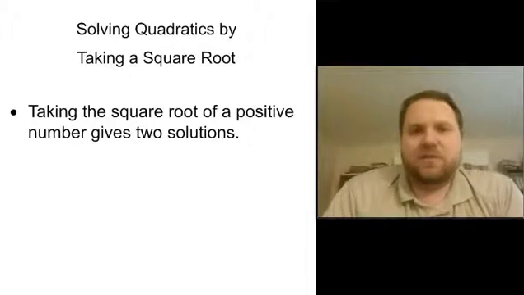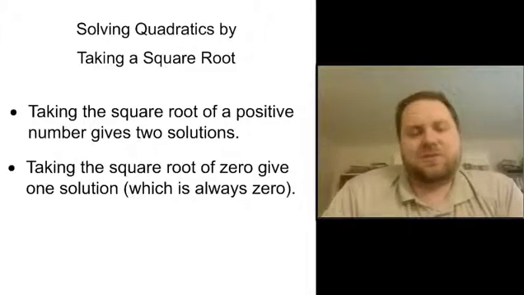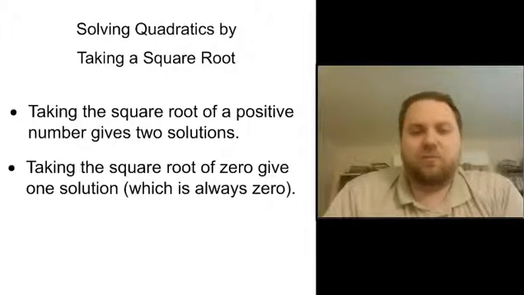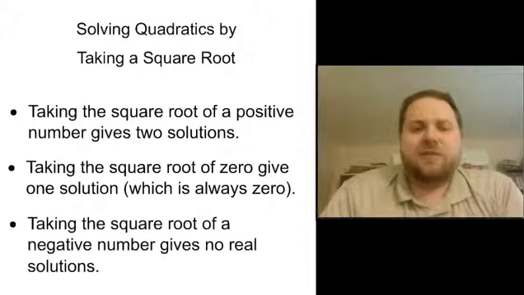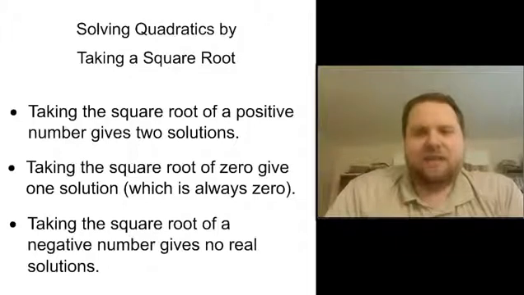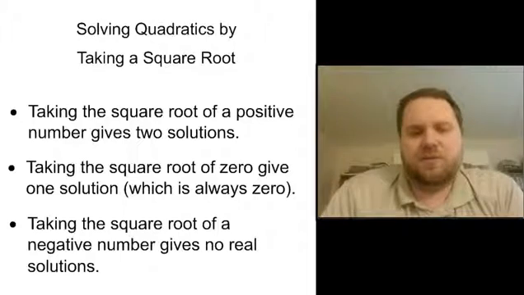There are two situations that can change that a little bit though. If you're taking the square root of 0, 0 isn't really positive or negative. So the square root of 0 is just going to give you one solution, and that solution is always 0. So when you take the square root of 0, you get 0 and nothing else. So that's the situation where you'll get one answer. And if you try and take the square root of a negative number, you are going to get answers, but they're answers that we're not really going to talk about in this class much. What you can say is that you're not going to get any real solutions.